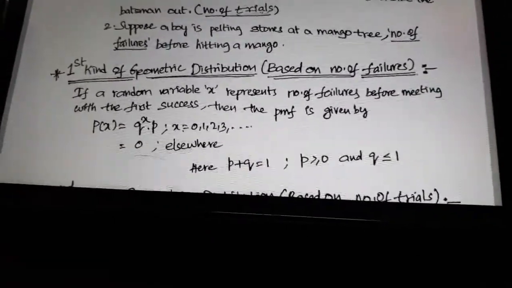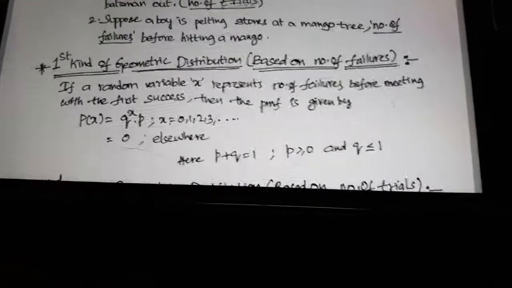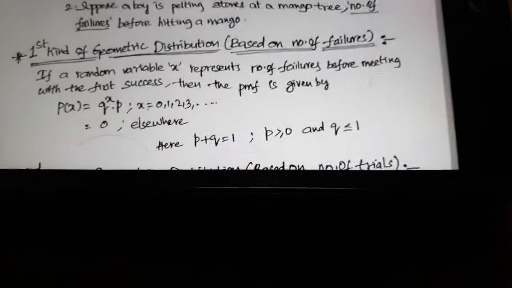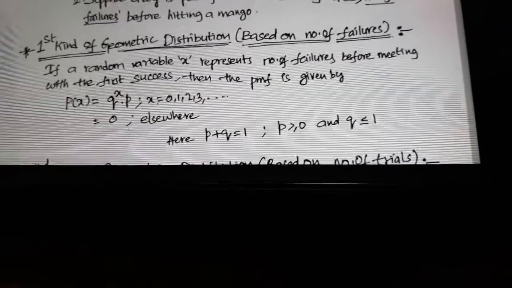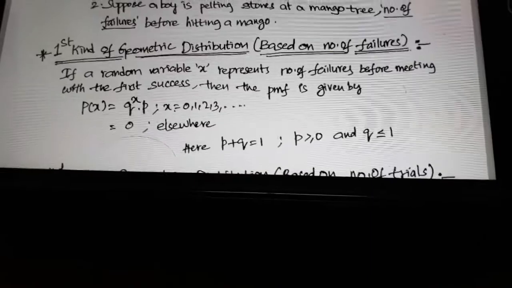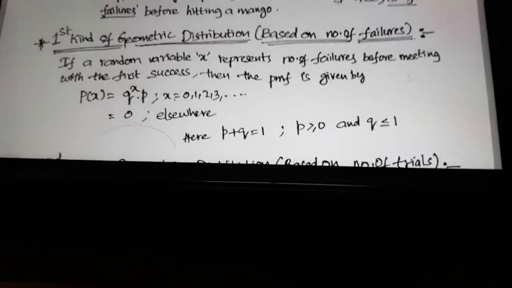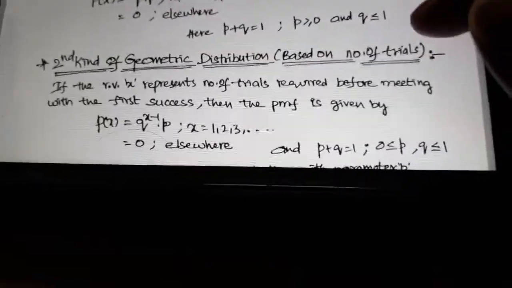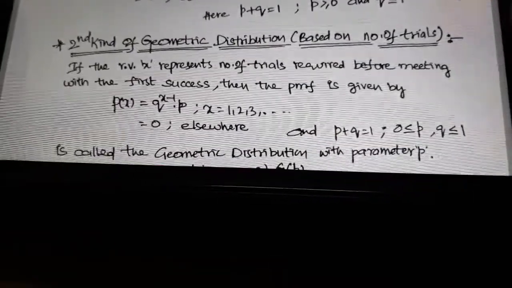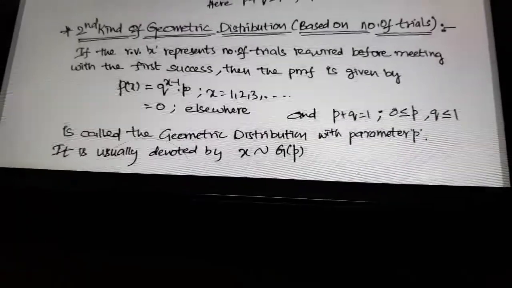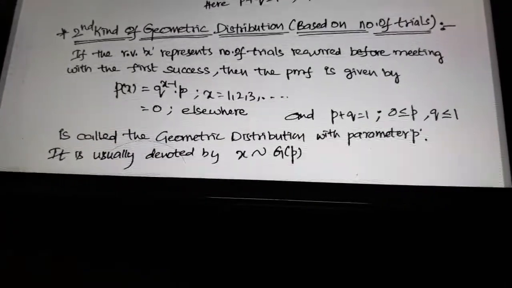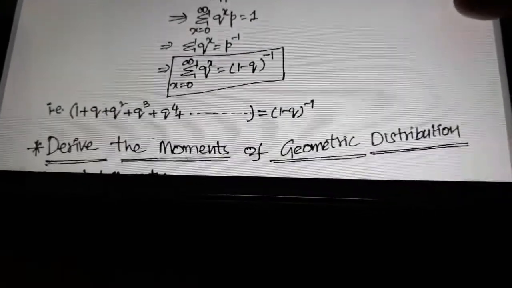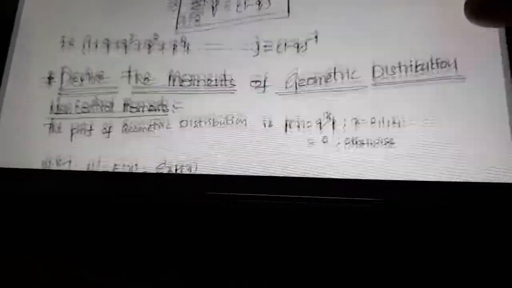x starts at 0. Here p plus q is 1, p is greater than or equal to 0, and q is less than or equal to 1. These are the conditions. Since the number of failures is counted, x starts from 0 onwards. In the number of trials case, x starts at 1, and there we consider q power x minus 1. It is the second kind of geometric distribution, based on the number of trials: p of x is q power x minus 1 into p. Basing on that, we derive that the summation of q power x is 1 minus q power minus 1.